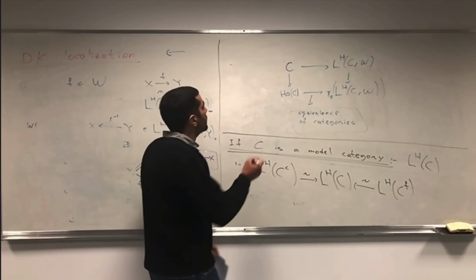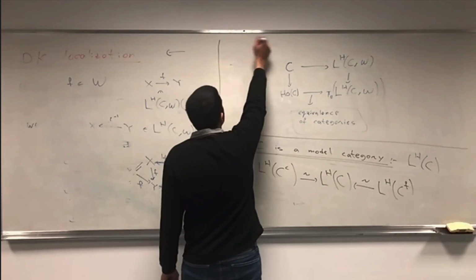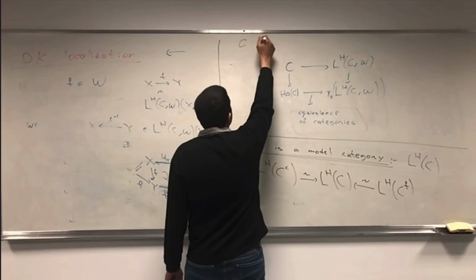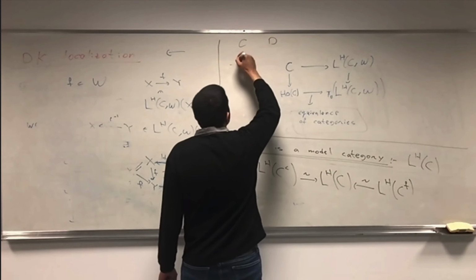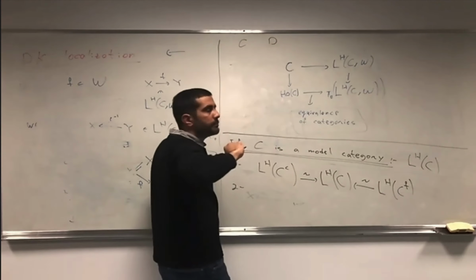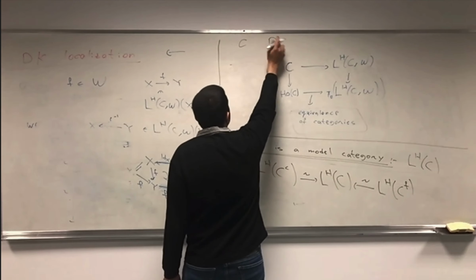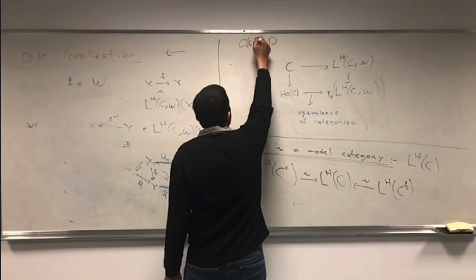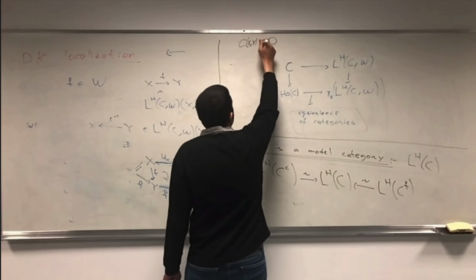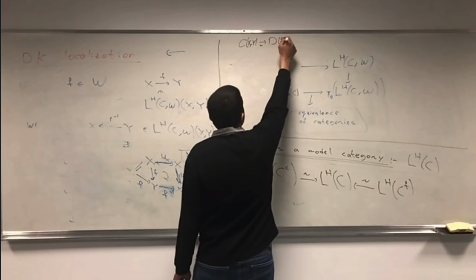Yeah, by Dwyer-Kan equivalence we mean, when you have two simplicial categories C and D, yeah, exactly. Let me remind you, maybe someone doesn't remember. If we have two of them, then for every X and Y, the map on mapping spaces will be a weak equivalence of simplicial sets.